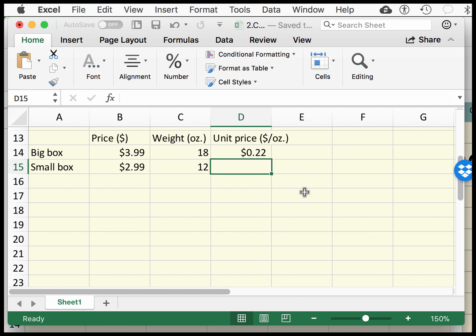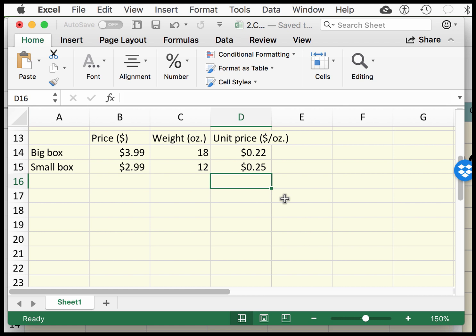Same thing for the second row for the small box. Divide by its weight, which was C15. Enter, and we get 25 cents per ounce. So that means that 1 ounce in the smaller box costs 25 cents, and 1 ounce in the bigger box costs 22 cents. So the bigger box is a better buy.